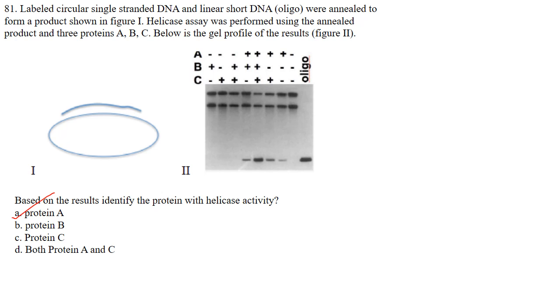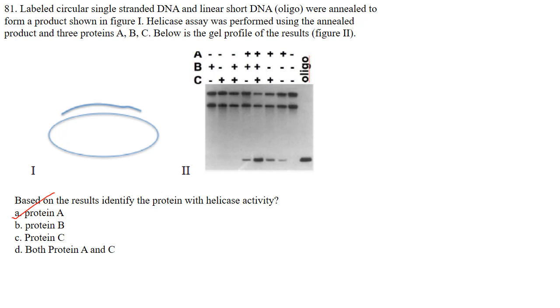So helicases are proteins which unwind double-stranded nucleic acids. Now whichever protein is having helicase activity, that will unwind the DNA. Okay. So from the question, labeled circular single-stranded DNA and linear short DNA oligo are annealed. Now wherever these annealed bands come in contact with the helicase, they will unwind the DNA strands so that you will get single-strand DNA bands as well as oligo band.